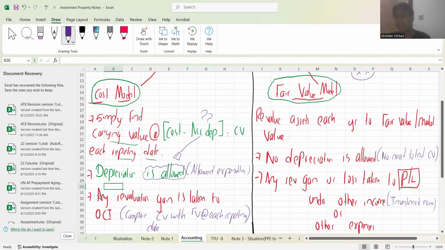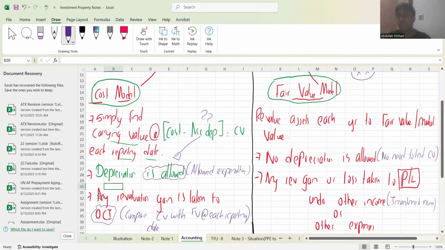And finally, the third point: during your financial year, you will be comparing your carrying value versus the market value or fair value. If there's any difference between your carrying value and the market value, that will be taken to your other comprehensive income or statement of changes in equity.